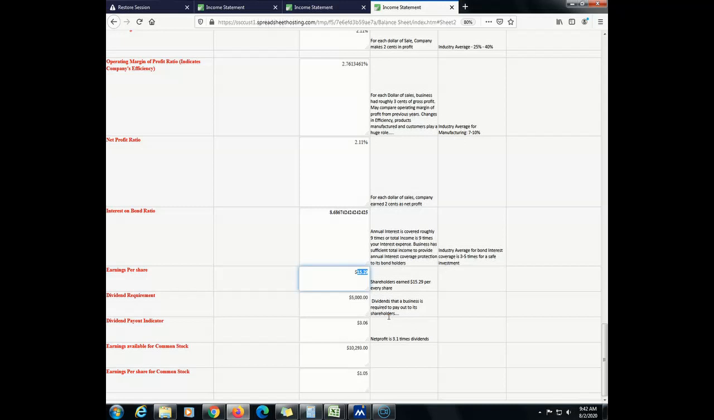Earnings per share, $15.29, which basically means your shareholders earn $15.29 for every share. Dividend requirement, this is $5,000. This is the total dividend figure that your business needs to pay out to your shareholders, so these are your dividends on your preferred shares. Dividend payout indicator 3.06, which is roughly 3.1, so your net profit is 3.1 times your dividends.